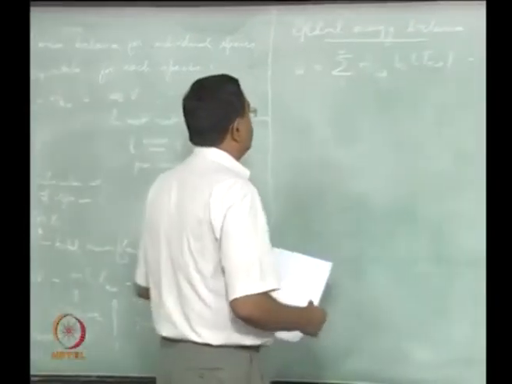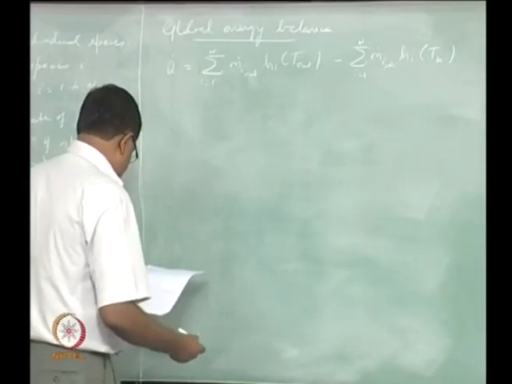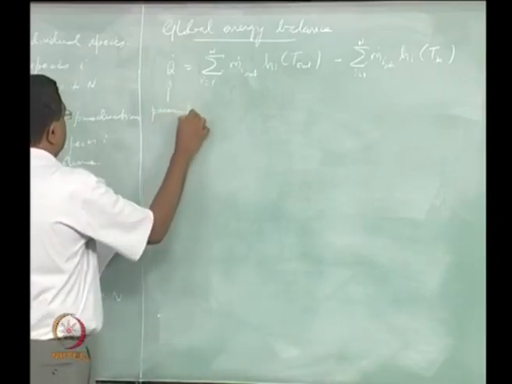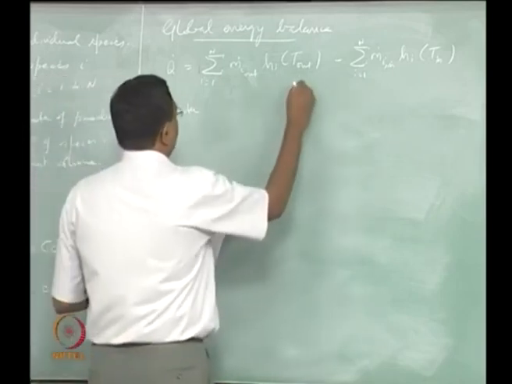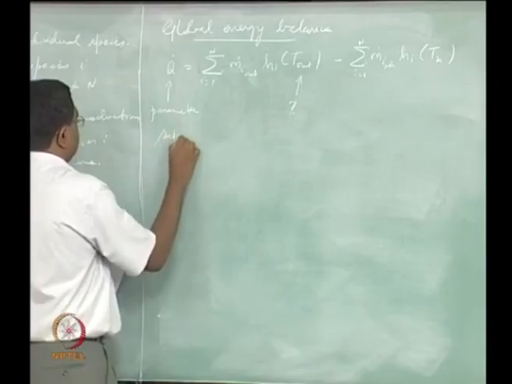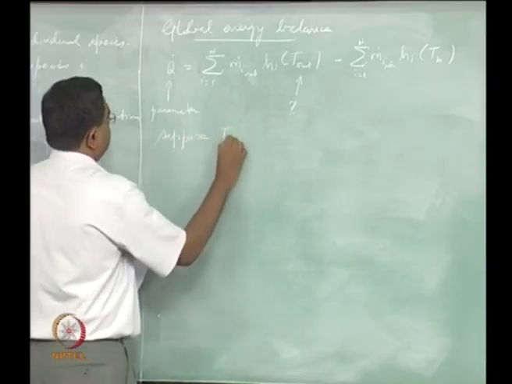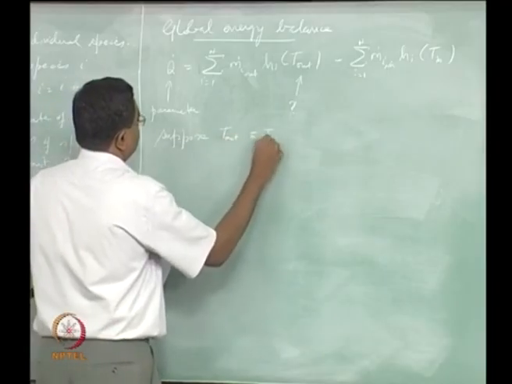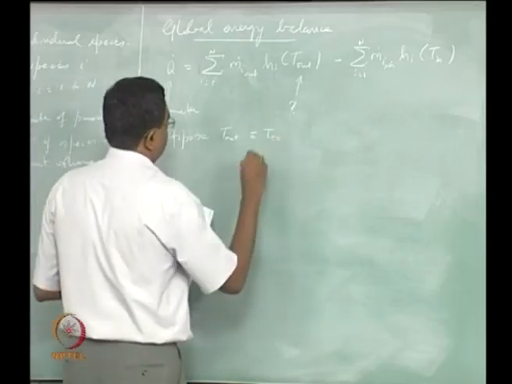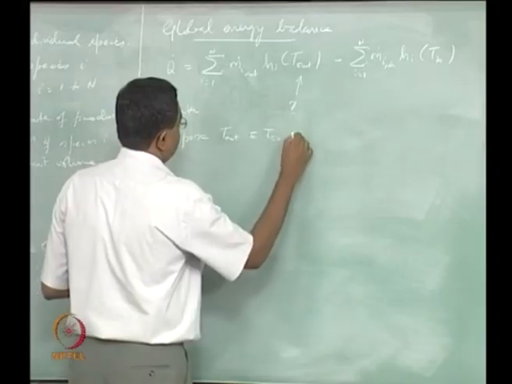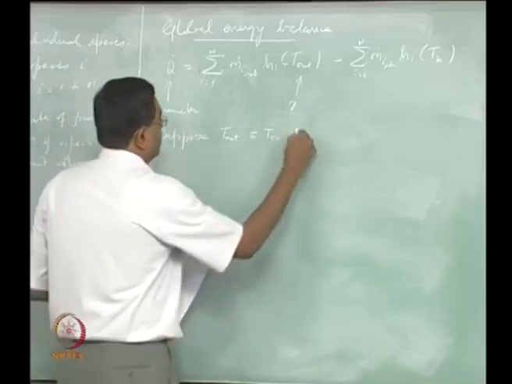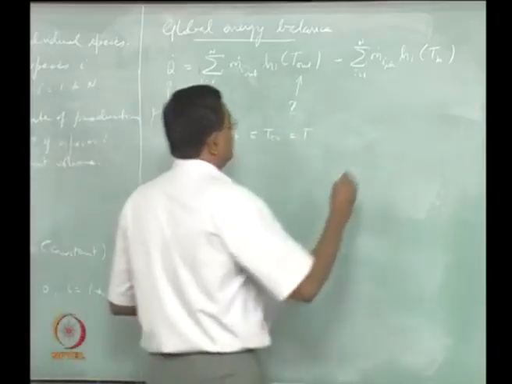So here you want to now say this is a parameter, and this is what we want to try to find out, and we suppose T out is identically equivalent to T CV, which is the temperature in the control volume, because we can't distinguish, and that would be equal to T. This is given.